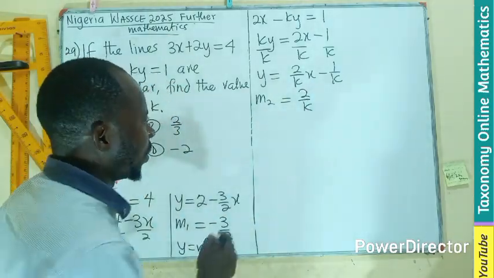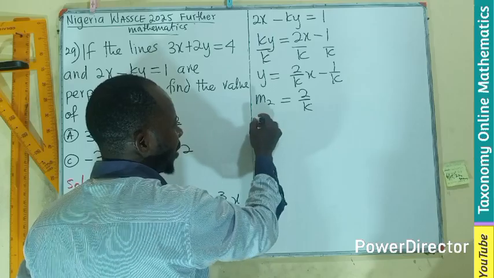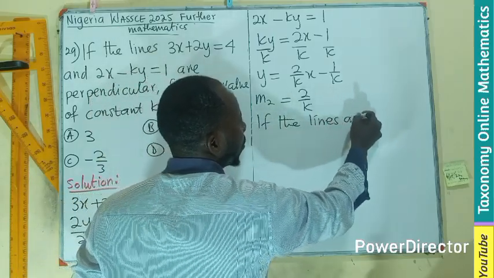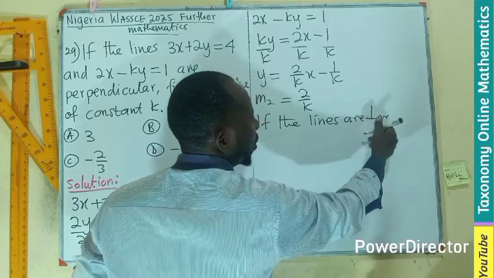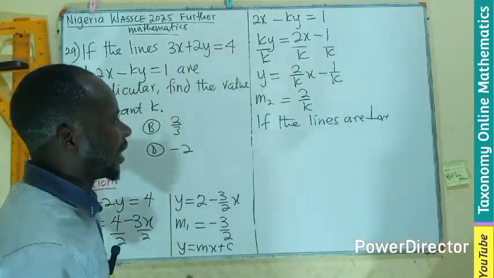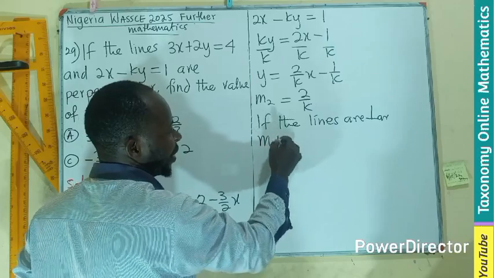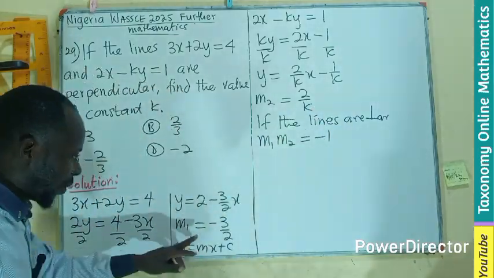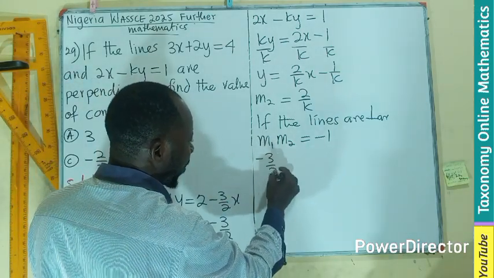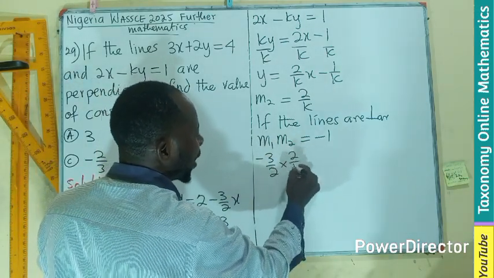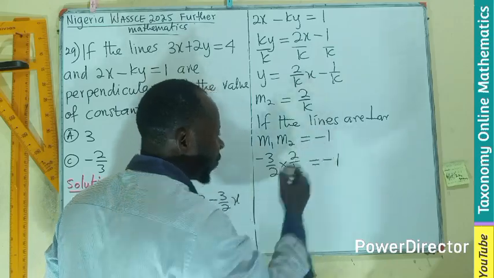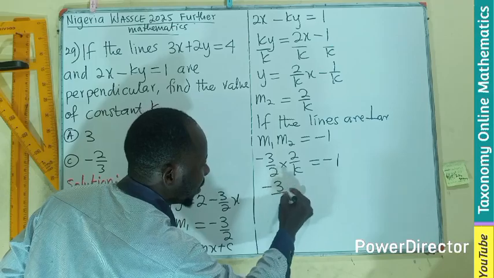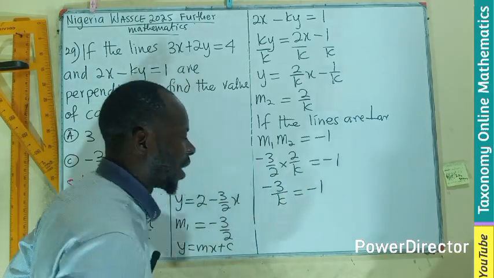So if the lines are perpendicular, then it means gradient 1 times gradient 2 will give you a result of negative 1. Right away from here, your negative 3 over 2 times 2 over k is giving you a result of negative 1. Remember, this will cancel. So negative 3 over k equals negative 1.